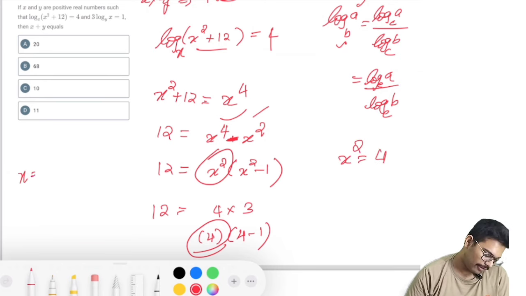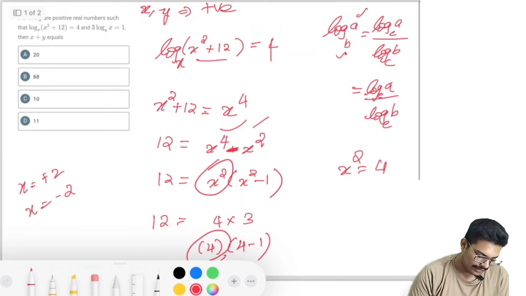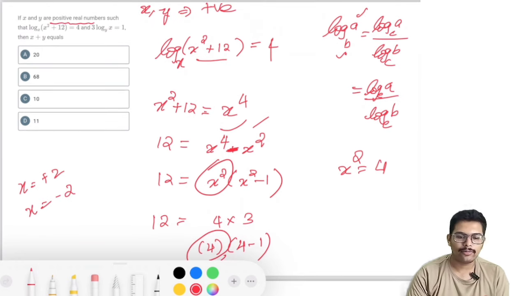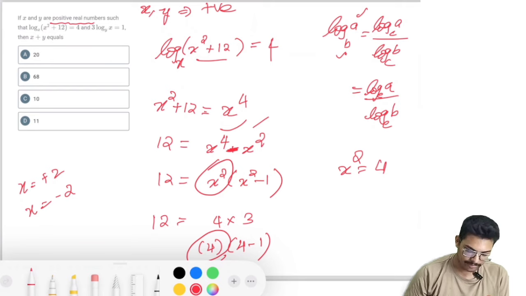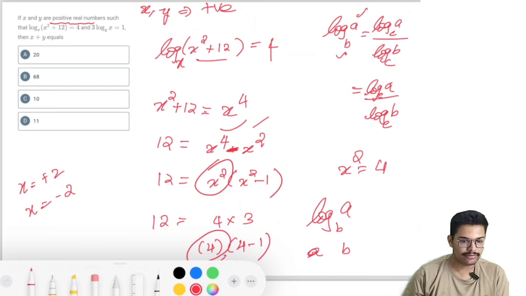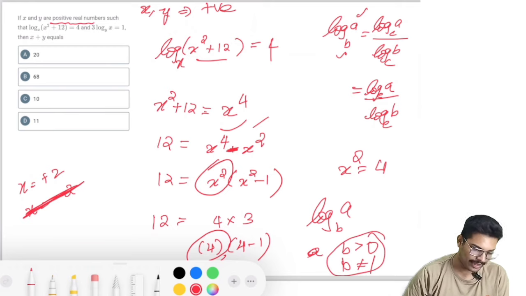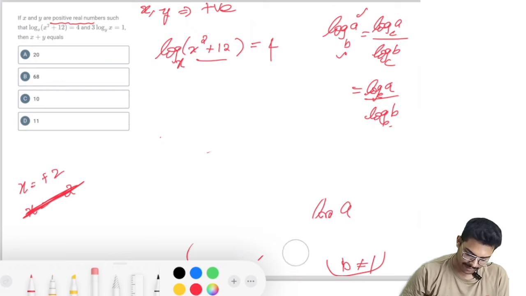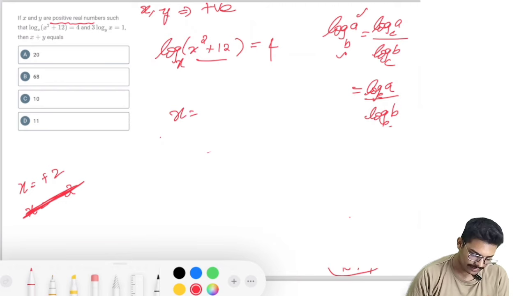Now x can be equal to plus 2 or minus 2, but in the question it is clearly defined that x and y both are positive. But there is one more thing: whenever you have a log value, log a to the base b, the base value should be greater than 0, it should always be positive, and it shouldn't be equal to 1. So by default we can take the positive value if it is not mentioned. We have found the value of x equal to 2.